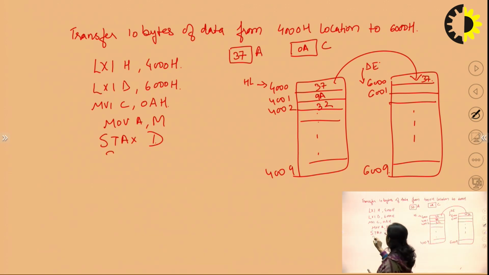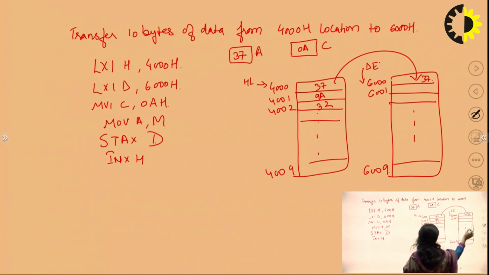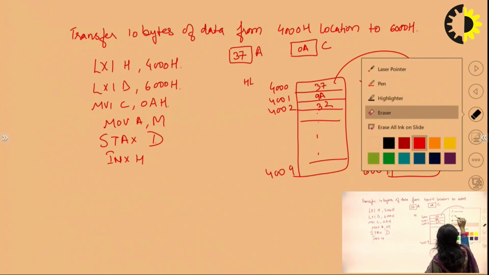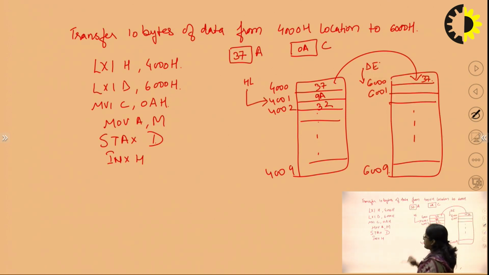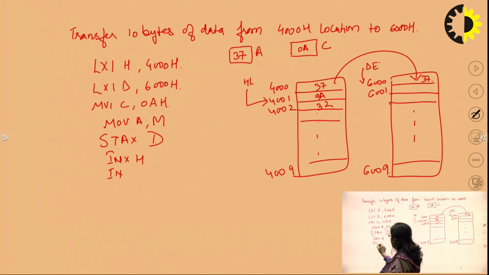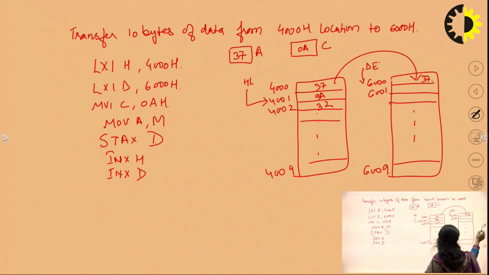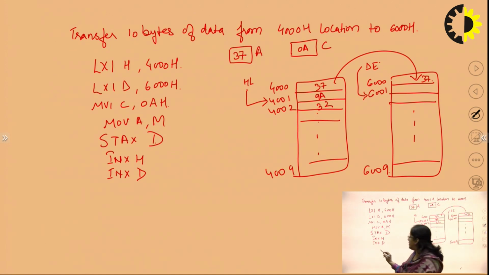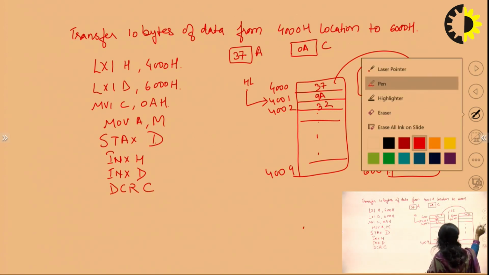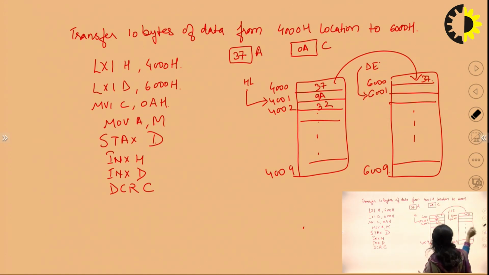Now we will increment our HL pair. So now HL pair will point to the 4001 location. Then we will increment D. So D will point to the 6001 location. Both are incremented. One data byte is transferred. So we will decrement the counter, DCR C. Now DCR C, the counter will be decremented.